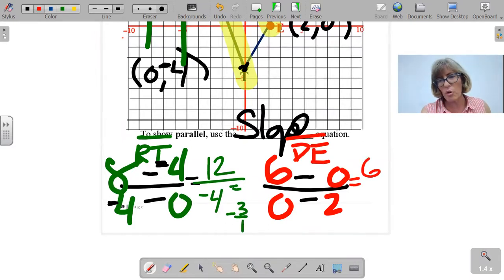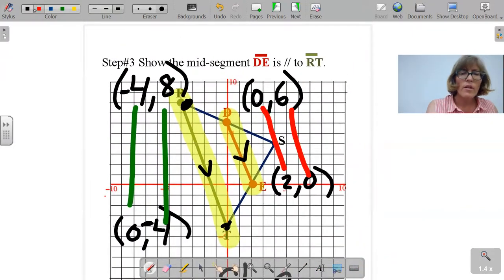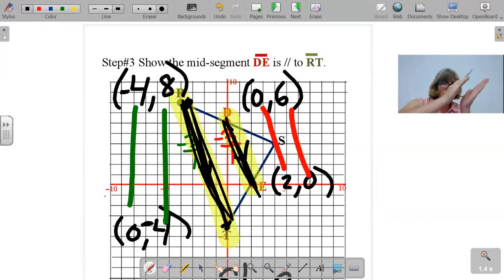Here, 6 minus 0 is 6. This is -2, which is also -3/1. So we just have proven that this is -3/1 slope. This is -3/1 slope, which proves they are parallel to each other. Why? Because they have the same tilt. The meaning of equal slopes, the math of equal slopes, gives us the meaning of parallel lines. So now we have proven not only is it a midsegment, but they're parallel.